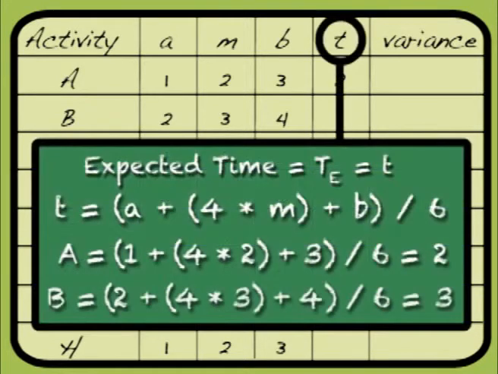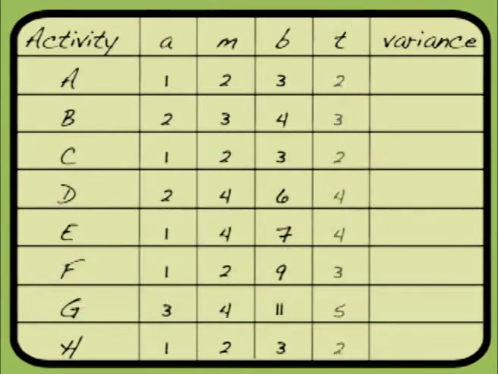Let's do one more. 2 is the optimistic time plus 4 times the most likely time of 3 for activity B, plus 4, which is the pessimistic time. That's going to add up to 18. We're going to divide that by 6, and so our expected time for activity B is 3. Everybody understand that? I'm sure you do. I know you don't want me to go through each and every one, so let's just fill in our chart. So now we have the expected time.